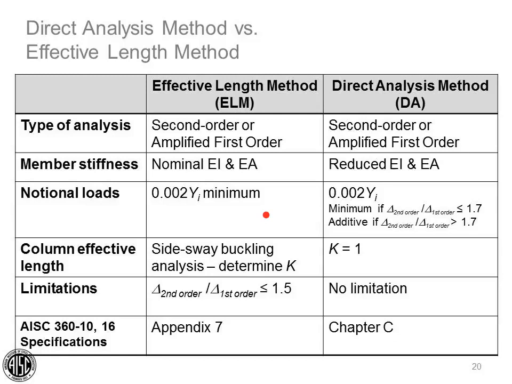In the effective length method, these notional loads do not need to be additive to other lateral loads. They're minimums. The case of the gravity loads combined with the notional loads will probably only control for structures with very high gravity loads and low lateral loads.